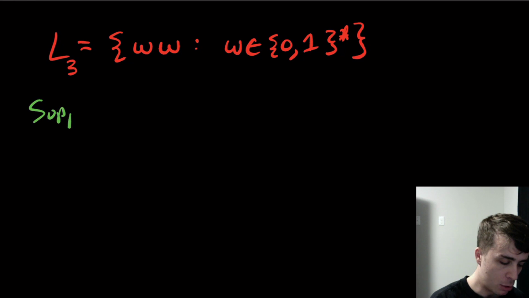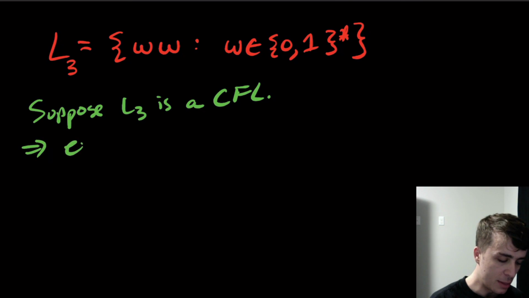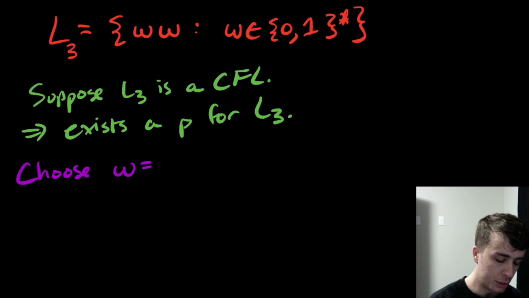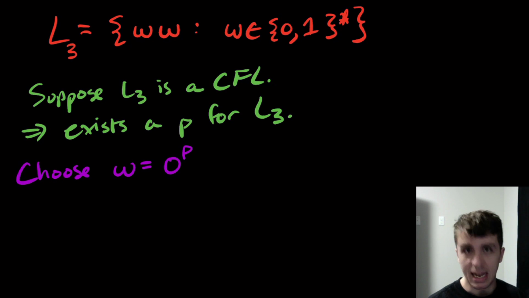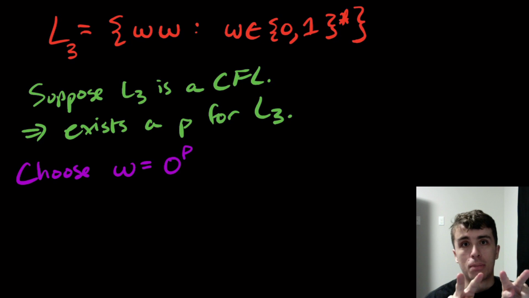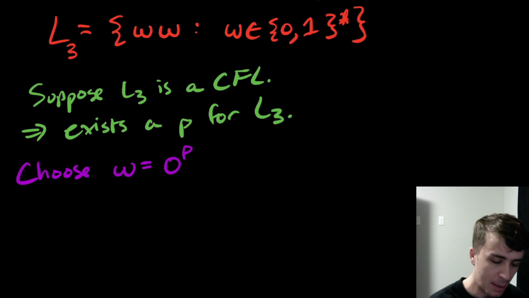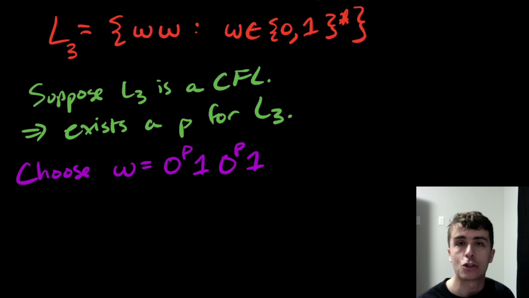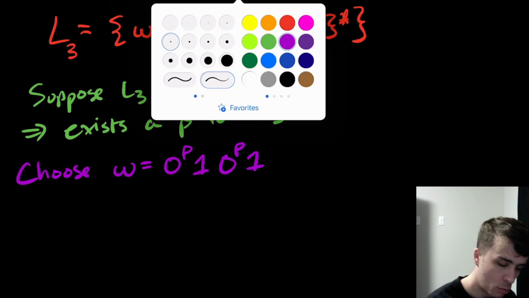Let's suppose that L3 is a CFL. Then we know that there exists a pumping constant P for L3. So now we've got to pick a string. Let's choose 0 to the P, 1, 0 to the P, 1. It has to have at least P characters, I must have zeros and ones, and I must have the two halves being exactly the same string, because that's what this condition is telling me. It turns out that we can actually find a decomposition that will always stay in the language, which is really weird.